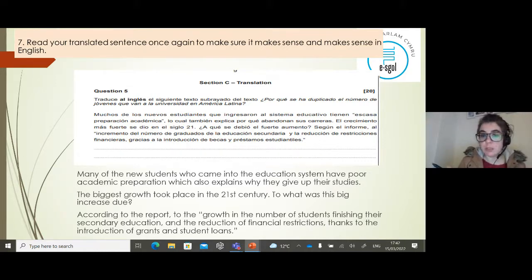Many of the new students who came into the education system have poor academic preparation, which also explains why they give up their studies. The biggest growth took place in the 21st century. To what was this big increase due? According to the report, to the growth of the number of students finishing the secondary education and the reduction of financial restrictions thanks to the introduction of grants and student loans.